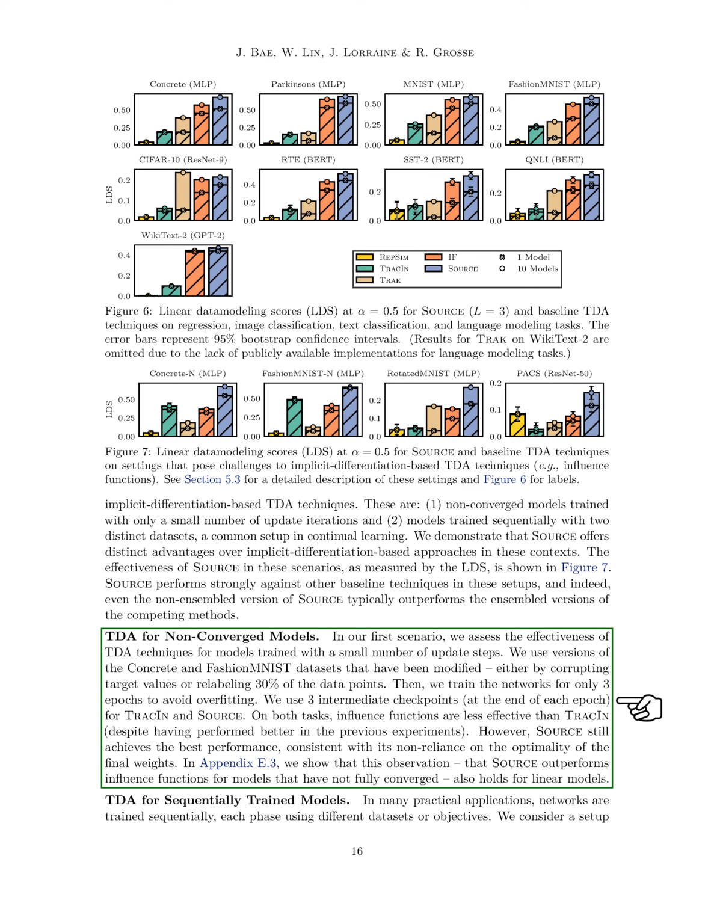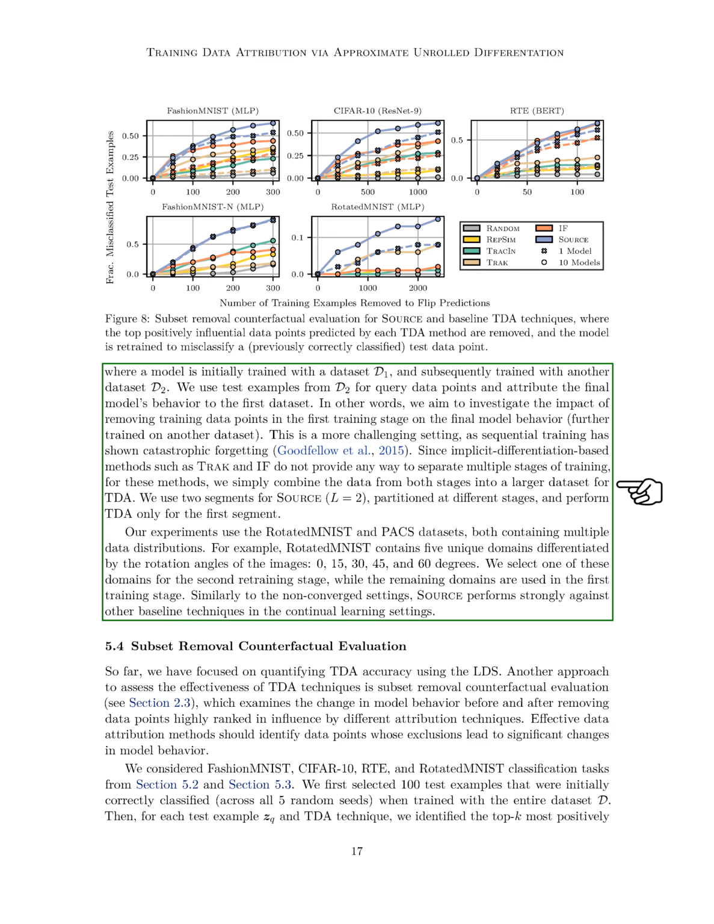Furthermore, we explore TDA for sequentially trained models, where a model is first trained on one dataset and then on another. We use test examples from the second dataset to analyze the impact of the first dataset on the final model behavior. This sequential training setup presents challenges due to catastrophic forgetting. For methods like TRAK and IF that do not distinguish between training stages, we combine data from both stages for analysis. Our experiments on rotated MNIST and PACS datasets show that Source performs well in continual learning scenarios, even when faced with multiple data distributions.